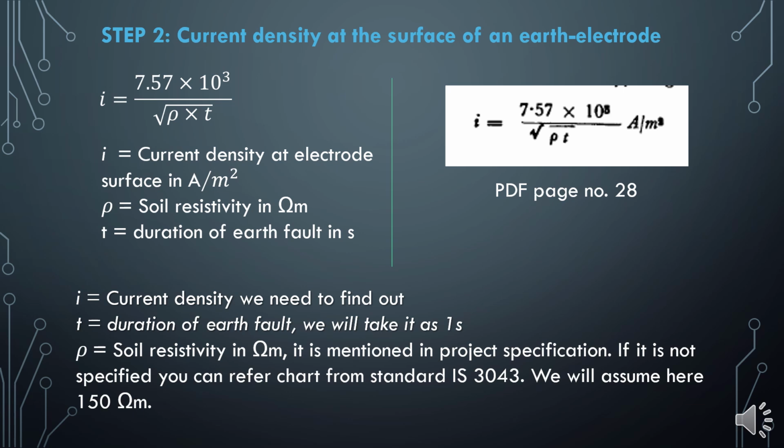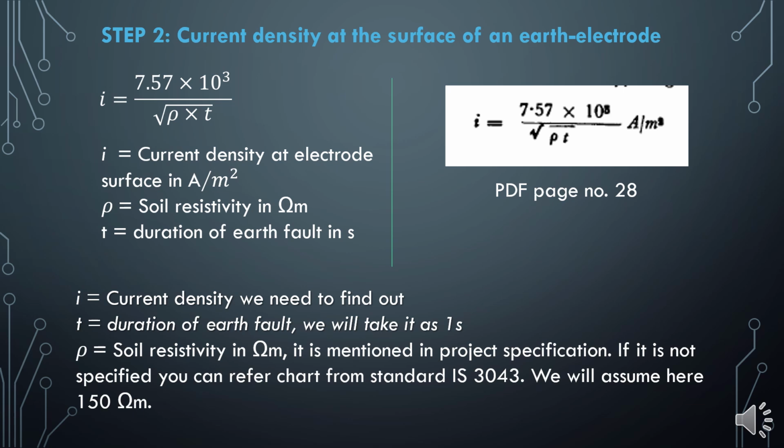You can see the formula as shown in slide. We will need two things to calculate density. One is operating time of disconnecting device in seconds. That is one we have already considered. And second is soil resistivity. Soil resistivity can be obtained from project specification.